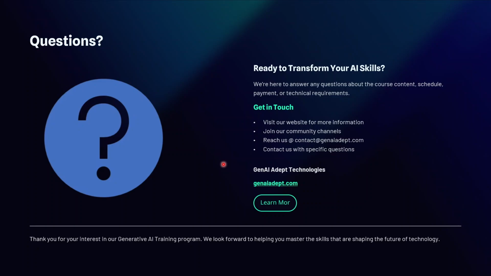Before getting into the first module, let me cover some of the FAQs. A lot of people are asking, is generative AI mandatory? If you look at AI, mostly agentic AI and generative AI, it is becoming mandatory in every organization. Some people are asking, is it for me? I can say generative AI is for everybody, irrespective of your role or your organization.